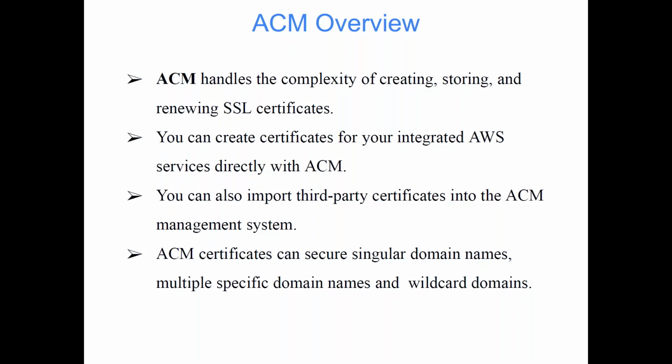And ACM certificates can secure a singular domain name, multiple specific domain names, and wildcard domain names. What's the difference between these? Sometimes you must have noticed that some websites have some numbers like 1, 2, 3, because they are maintaining multiple servers. For example, netflix.com, and sometimes netflix-1, -2, -3.com as well. Although for the end user, we don't recommend them to use 1, 2, or 3. They should use only the main parent domain. But under the parent domain, sometimes there are multiple subdomains as well. So even that can be managed by ACM.